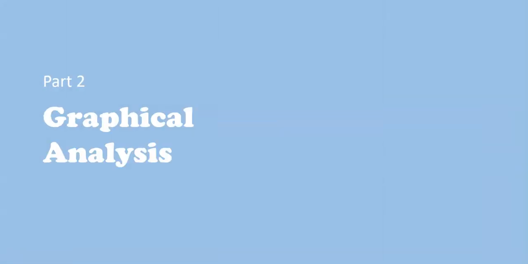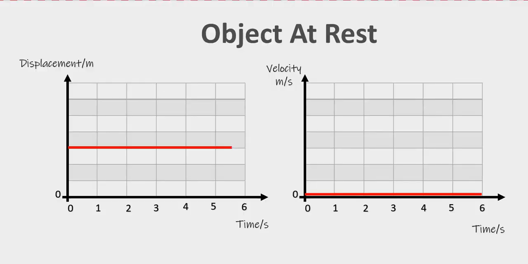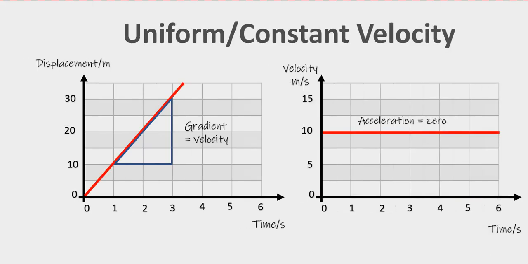In this second video on graphical analysis of objects' motion, we are going to cover the graphs of objects where the velocity is increasing or decreasing, that is when it is accelerating or decelerating. Previously, we have learned the displacement time graph and velocity time graph of objects at rest and objects traveling at constant speed or uniform velocity.